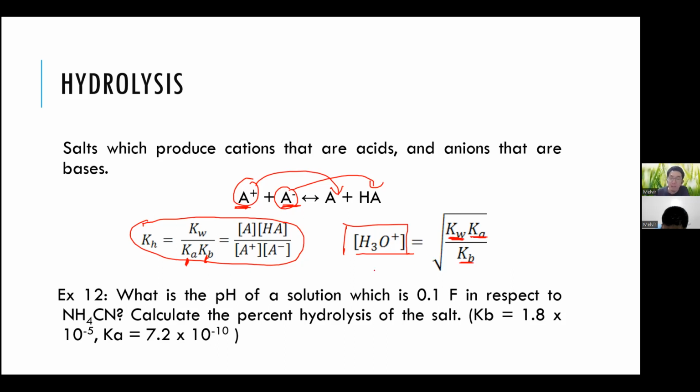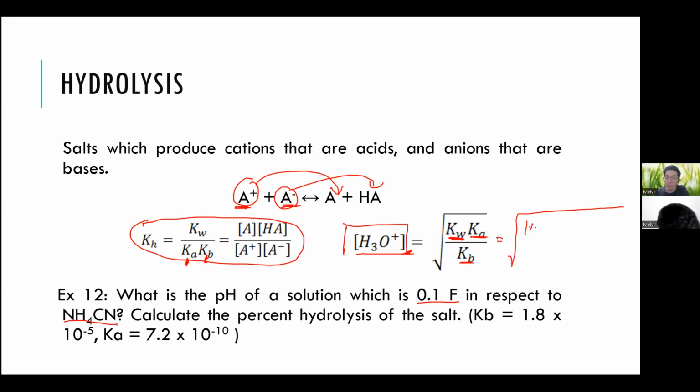Now, example. What is the pH of a solution which is 0.1 formal in respect to ammonium cyanide? Calculate the percent hydrolysis of the salt. Regardless of the concentration, Josh, you don't need the concentration this time, because it will end up having the same hydronium ion concentration. The system will adjust because of the Ka and Kb of the different ions, the cation and anion, so that you will gain that H3O+. Kb for ammonia is 1.8 times 10 to the negative 5, while for cyanide, it's 7.2 times 10 to the negative 10. So, direct substitution na lang siya.